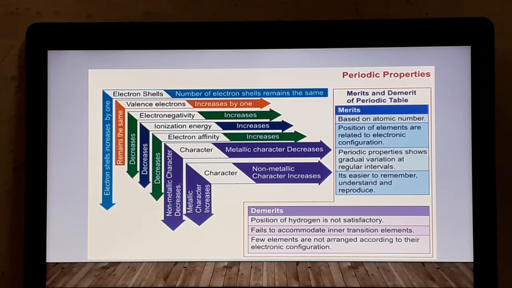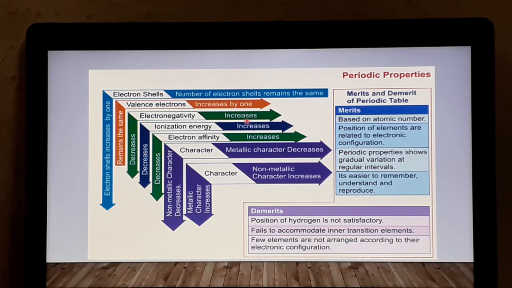Now the electronegativity. What is electronegativity? Electronegativity is the tendency to gain electron. So electronegativity increases along the period but decreases down the group because they have a tendency to give. And why do they have a tendency to give? Because the nuclear force of attraction is very less, so they can readily lose. But here the nuclear force of attraction is very high, hence they have a tendency to gain.